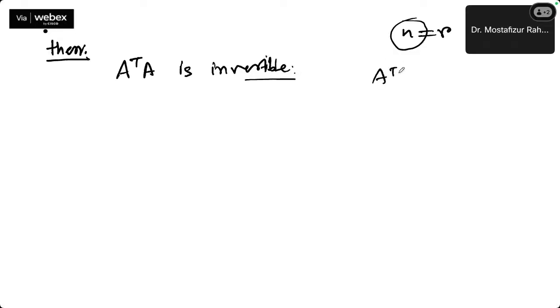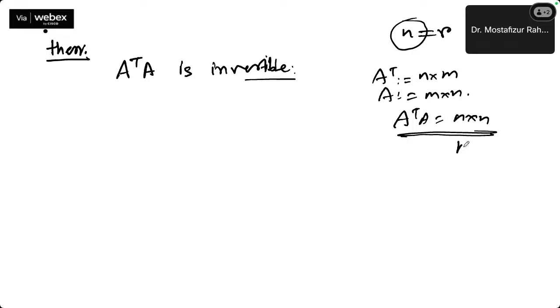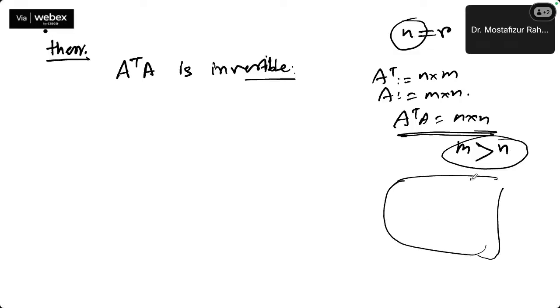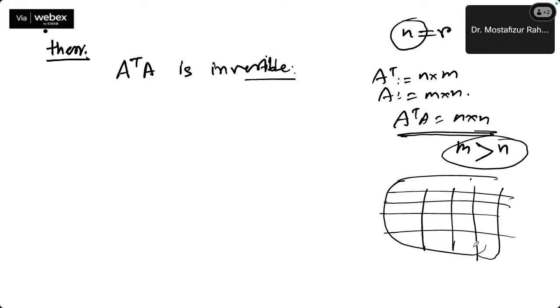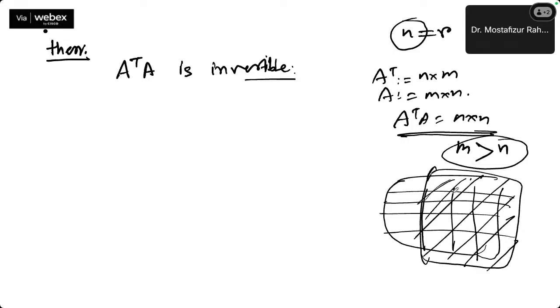Because A transpose is basically what? A transpose is your n cross m. A is actually your m cross n. So A transpose A is your n cross n. Now it's basically a full rank matrix, n cross n, because m is more than n. So you take a better subsystem, right? You have more rows and fewer columns. Okay, so you take a better subspace of the system, where after doing the multiplication A transpose A, you find a full rank matrix.